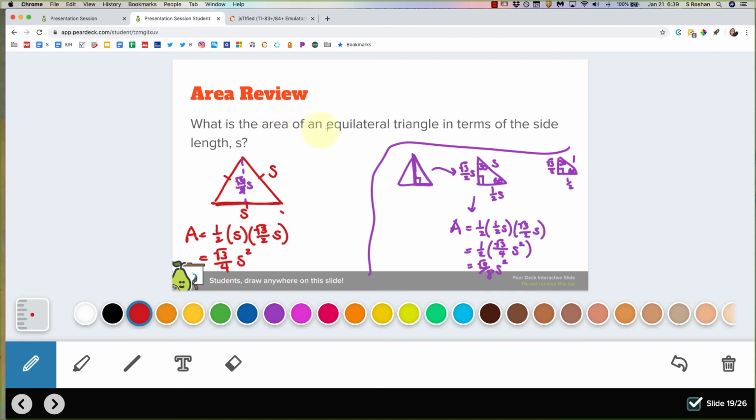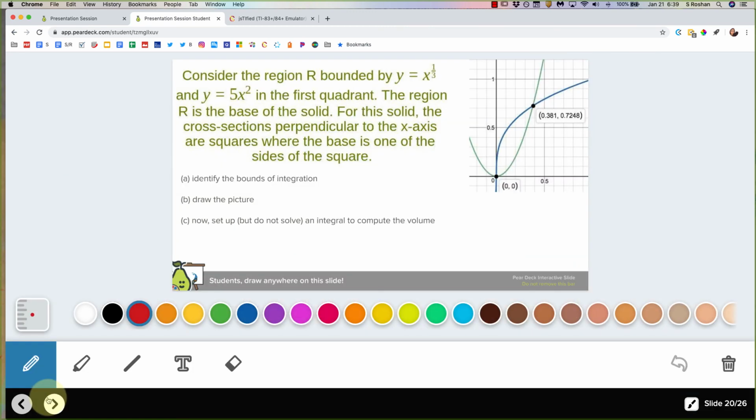That is the area of an equilateral triangle in terms of a side length S. Trying to make the algebra a little bit easier so we can concentrate on the calculus in this class, okay? So we're almost there. Now we're going to apply what we just learned. The base is one of the sides of the square.